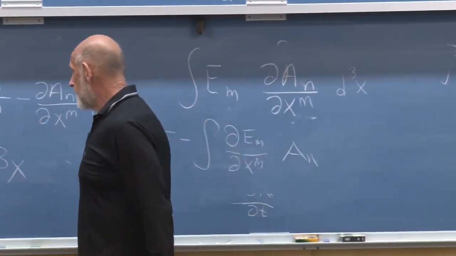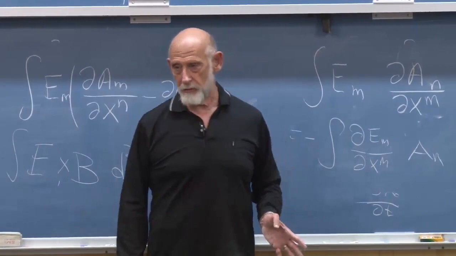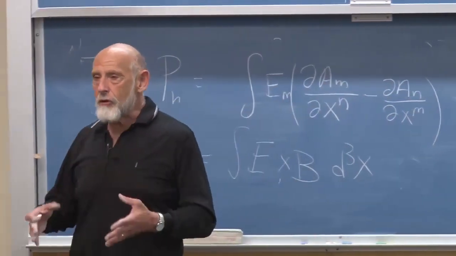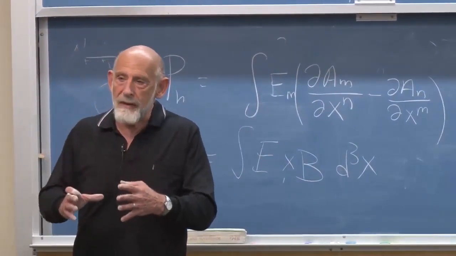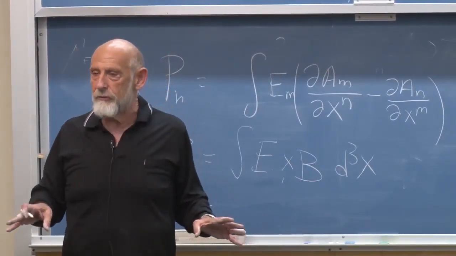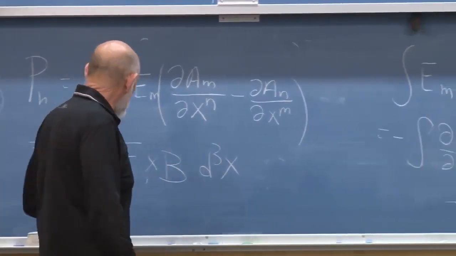Del dot E is 0 because there's no charge density, assuming there's no charge density, yeah. In other words, for a free electromagnetic wave. If there is charge density, you have to account for the momentum of the particles making up the charge. So at the moment, we're just doing pure electromagnetic fields with no charge density. That's right. That's a good point.